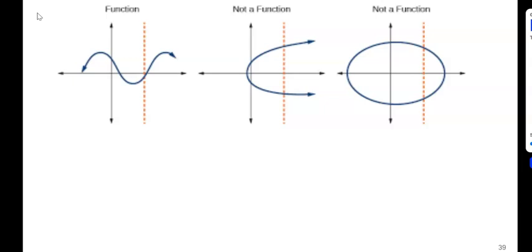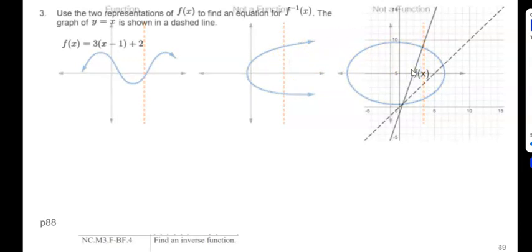So before I start, I want to make sure you understand the vertical line test and how it reveals whether you're dealing with a function or not. Remember, if a vertical line touches a function one time, that's a good thing. It passes the vertical line test. But if it touches a potential function more than one time, then that's not a function. So in these two cases, they touch twice, not a function.